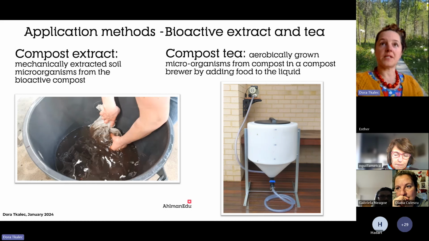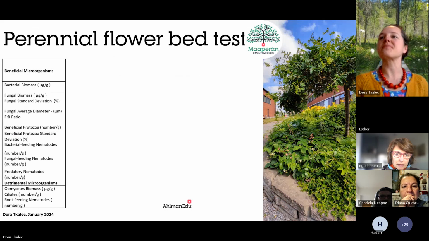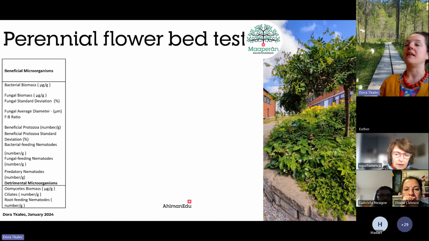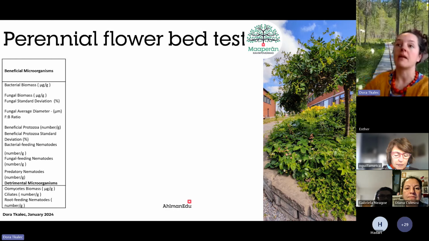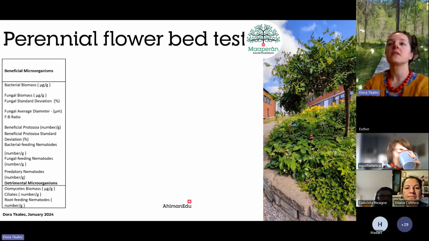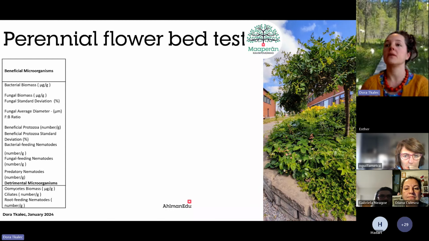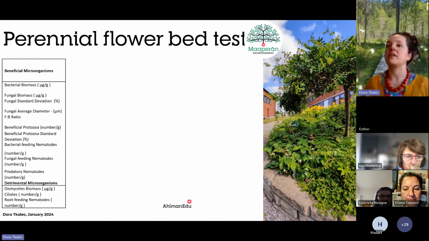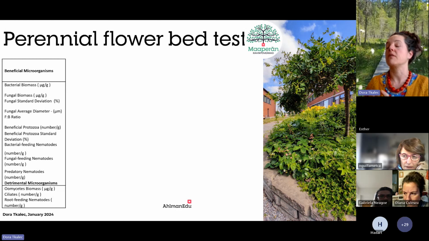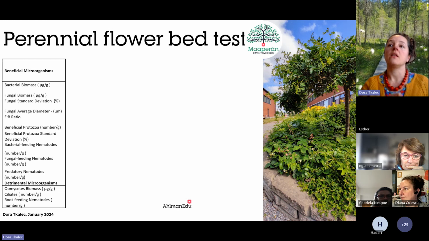Okay, so this is the base, and now I'm going to tell you about all the trials that we have done over the years on the Ahlman and elsewhere. The first one was the perennial flower bed test. We have this perennial flower bed where we divided it into 3 different plots. The first plot was treated with the compost extract. The second plot was treated with conventional mineral fertilizers, and the third one was the control plot.